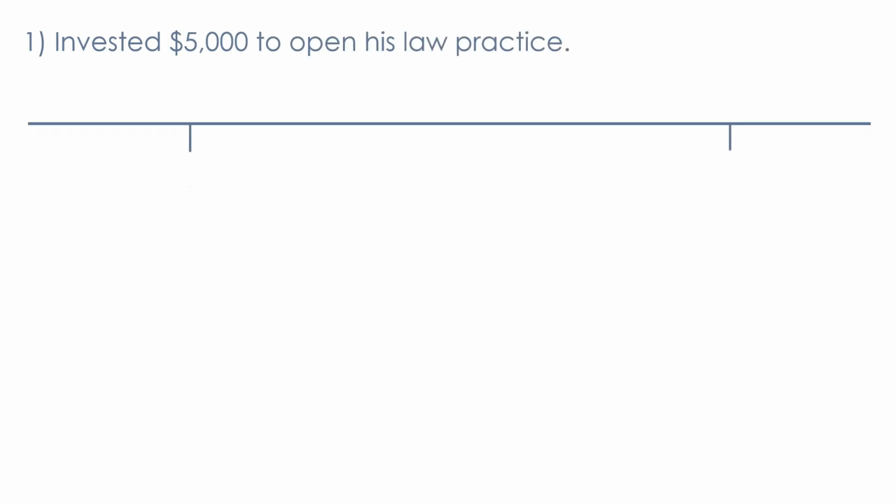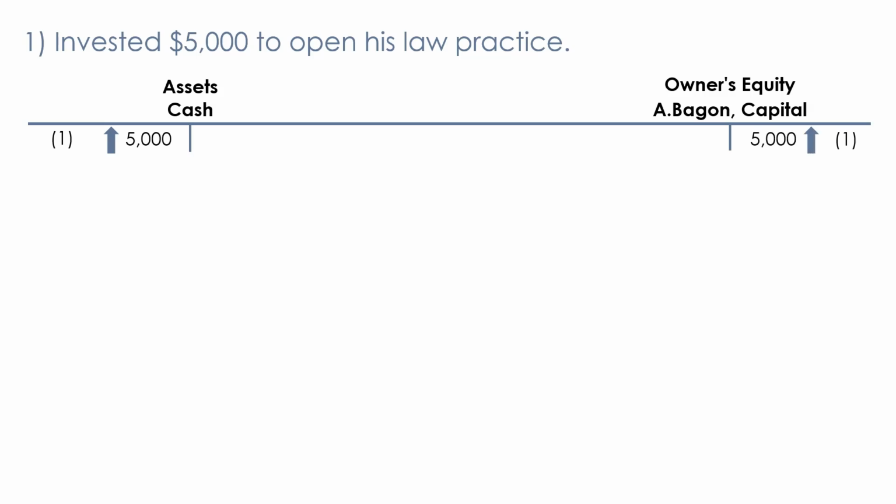Let's start by exploring the very first transaction that laid the groundwork for Mr. Alan Bacon's law firm. First, Mr. Bacon invested $5,000 in his law practice. The two accounts affected are cash and capital. To record this, we debit the cash account for $5,000 to show the increase in assets and credit the owner's capital account for $5,000 to reflect the increase in equity.